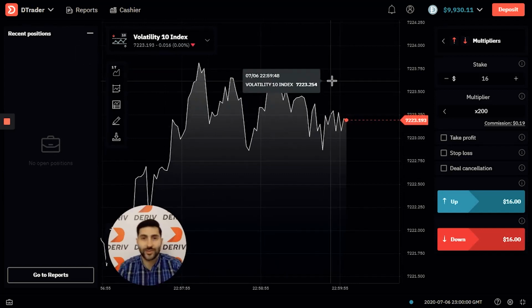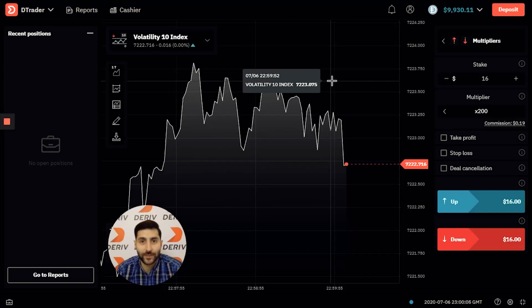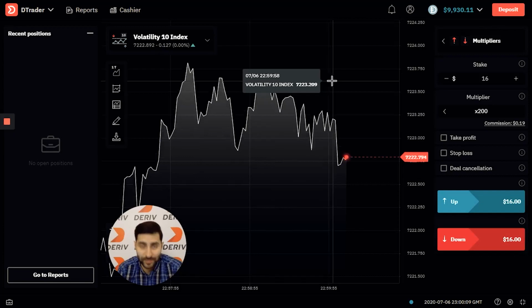And so there you have it. Those are all the key features that we have implemented into Multipliers. We hope that you will try this product. We hope that you like it, and we hope that you enjoy trading it.